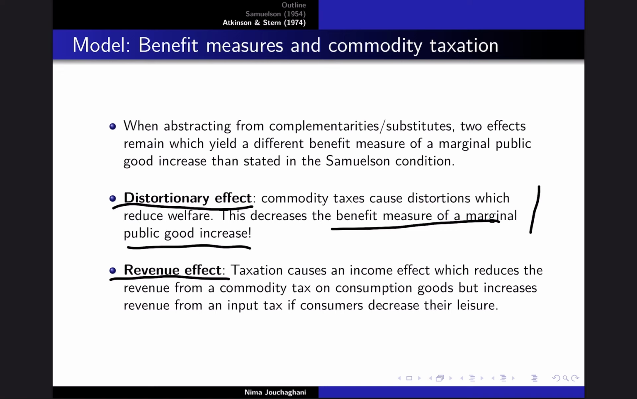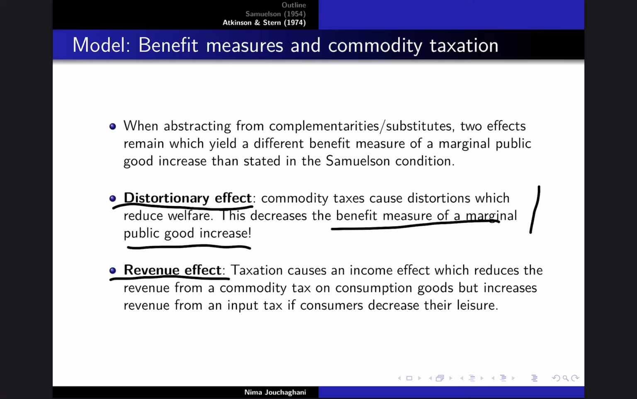And this reduces the revenue from a commodity tax on consumption goods. Yeah, and the reason is simply because your real income is decreasing, and hence you can, in real terms, consume less of the output goods, and this decreases the revenue. But it increases the revenue from an input tax if consumers are replying to this tax by working more, so by decreasing their leisure. And by working more, they need inputs. And if those inputs are taxed, then the consumers are increasing the revenue again.